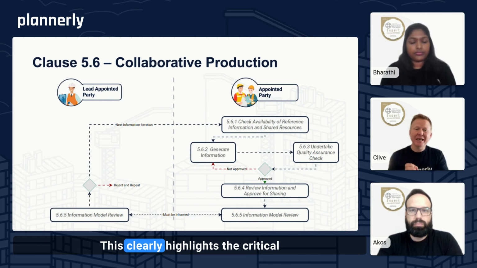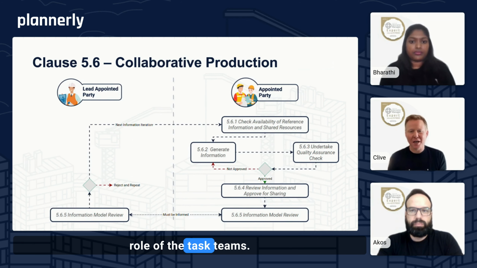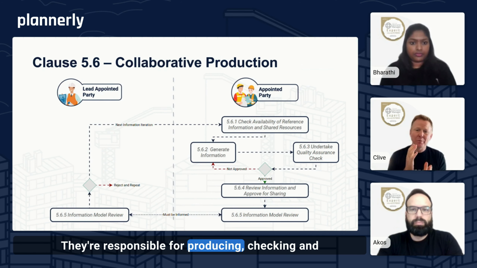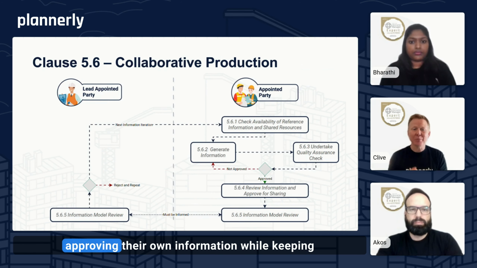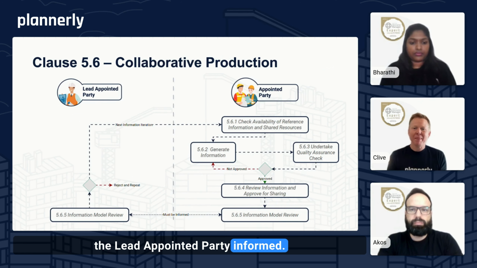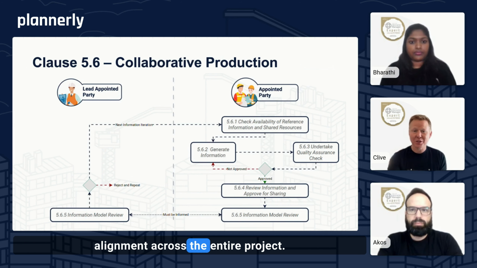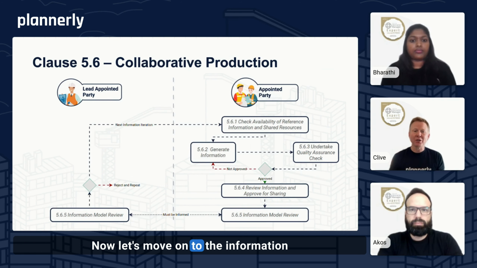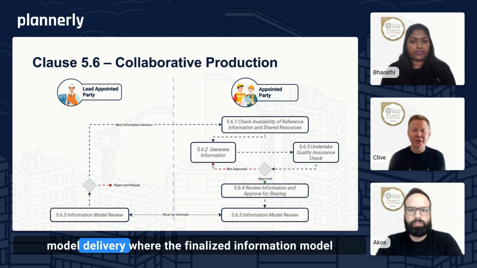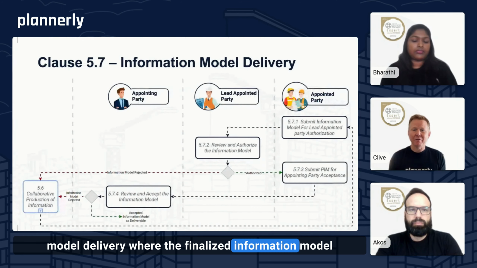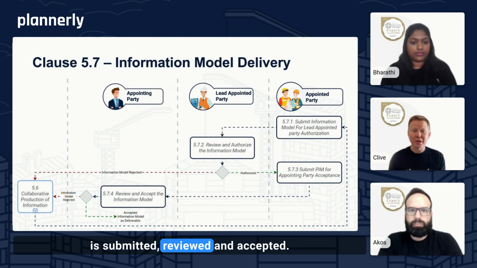Perfect. This clearly highlights the critical role of the task teams. They're responsible for producing, checking, and approving their own information while keeping the lead appointed party informed. By repeating this process for each deliverable, we maintain quality, consistency, and alignment across the entire project. Now let's move on to the information model delivery, where the finalized information model is submitted, reviewed, and accepted.